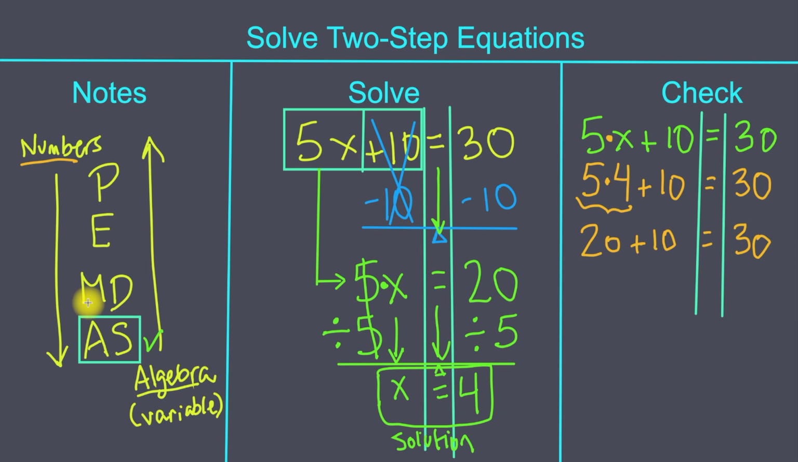Okay? Well, there's no more multiplication or division, so we're done with this step. Now we'll just go to addition and subtraction. So we've got 20 plus 10, and when we solve that, or evaluate that rather, that's 30. And this equals, and this is 30. And since my left side and my right side are the same value, this check is correct, and that means my solution, x equals 4, is the correct value.